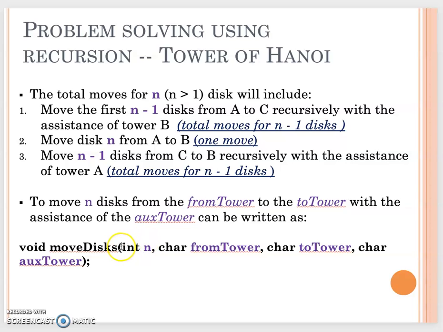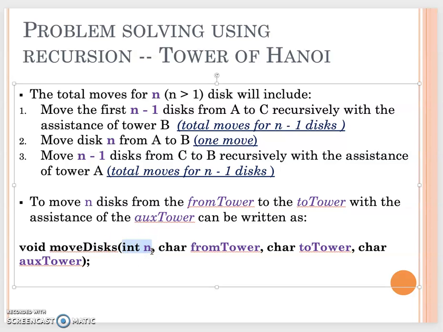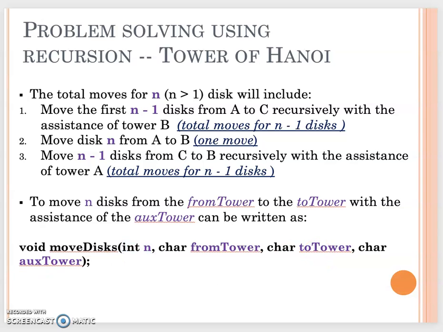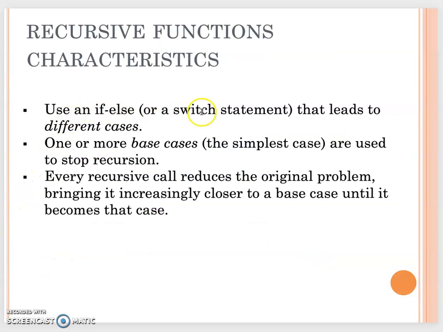So if you have n equal to 1, do you know how to move that one disk? You just move that disk from the front tower to the 2 tower. So that one will be our base case. When n equal to 1, we just move that disk from the front tower to the 2 tower. Then we will have the if-else statement to lead to the different cases.